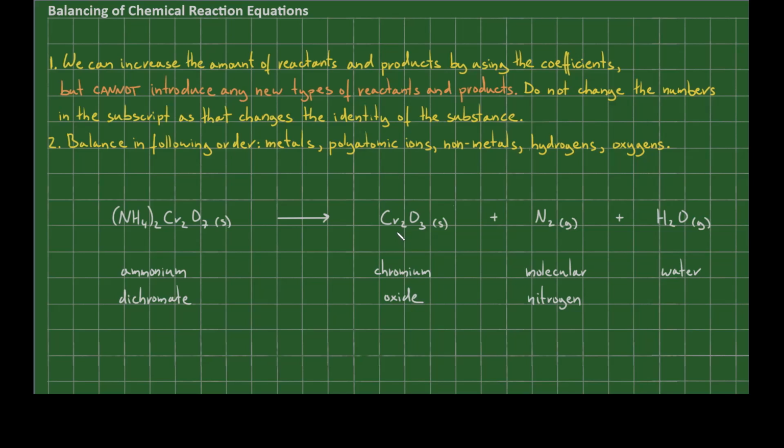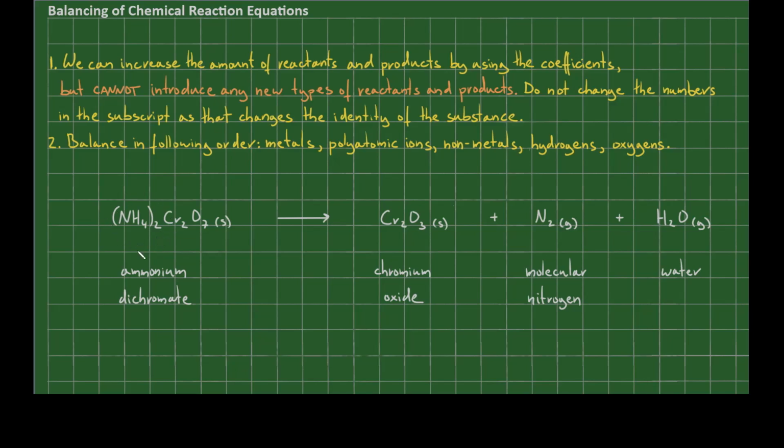But based on guideline number 2, I should leave hydrogens and oxygens at the end. So let me deal with nitrogen first. On the product side, I have 2 nitrogens coming from the molecular nitrogen. On the reactant side, I also have 2 nitrogens. We have NH4 in bracket, the ammonium, but outside of the bracket in the subscript there is a little 2. And it's telling me that everything inside the bracket is being multiplied by 2. This means that I have 2 nitrogens on both sides of the reaction equation. Great! I can move on and deal with hydrogens.